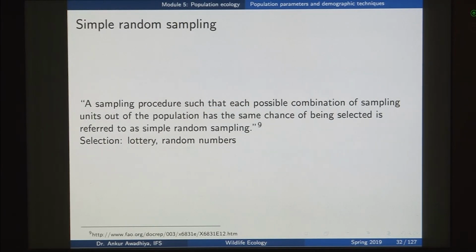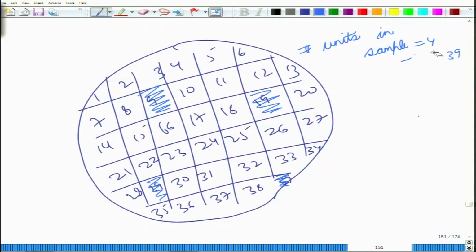Now, we begin with the simple random sampling. A sampling procedure such that each possible combination of sampling units out of the population has the same chance of being selected is referred to as a simple random sampling. Example is lottery or random numbers. So, in the case of simple random sampling, what we are asking is, we have to choose say 5 units out of these sample. So, we remove these.